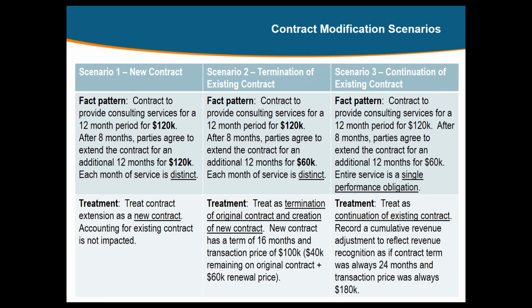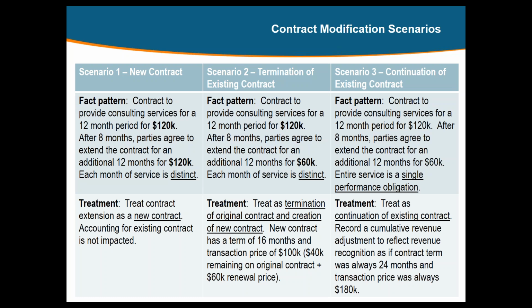So you now have a $100,000 transaction price for this new contract, and you now have a 16-month period of service, the 4 remaining months from the first contract plus the 12 renewal months. So you take that $100,000 divided by 16, this entity would then recognize $6,250 per month going forward, from month 9 through the end of the contract term. That's scenario 2. Scenario 3 is where it's treated as just a continuation of the existing contract, not a new contract at all.